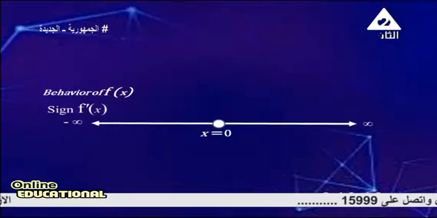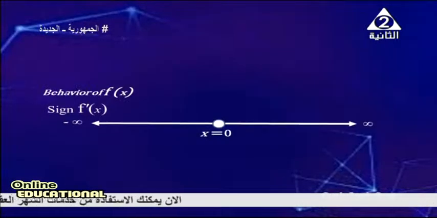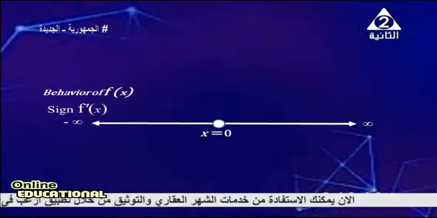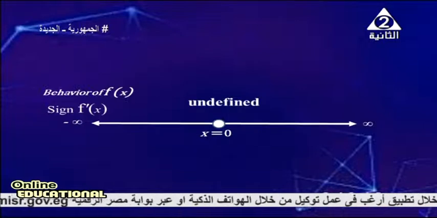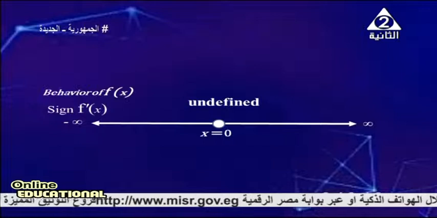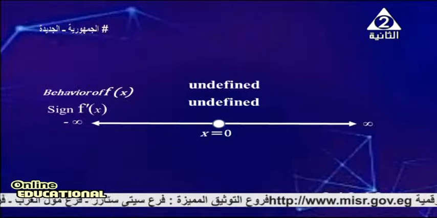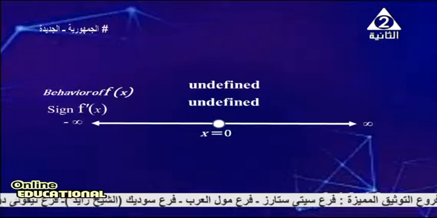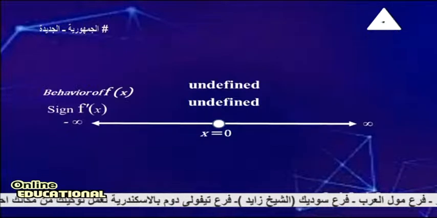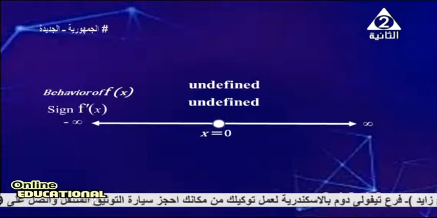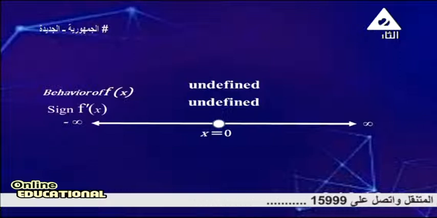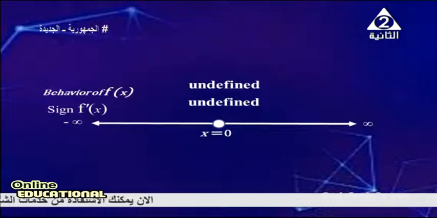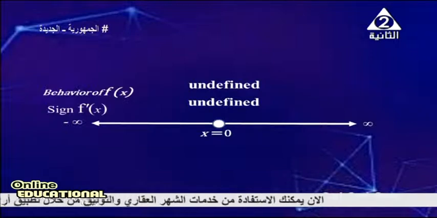Now we can deduce the behavior of f(x) by using the number line from negative infinity to infinity. When x = 0, f'(x) is undefined, and f(x) is undefined, because the domain of the function and of the derivative of the function is R except 0. Then at x = 0, f'(0) is undefined, and f(0) is undefined.